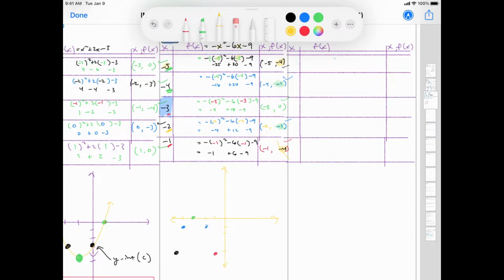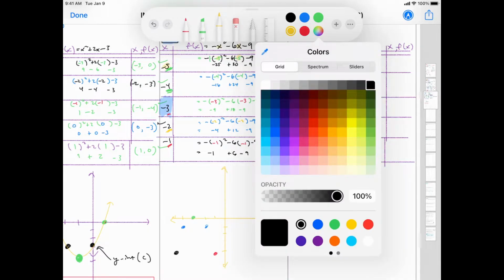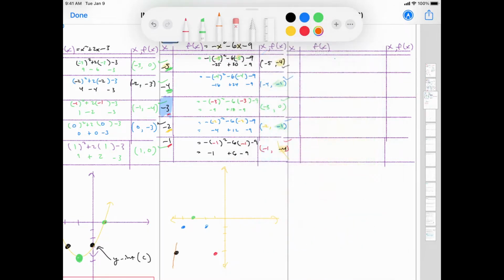Here is my, what color do you guys want? Orange? Pretty good, pretty good.